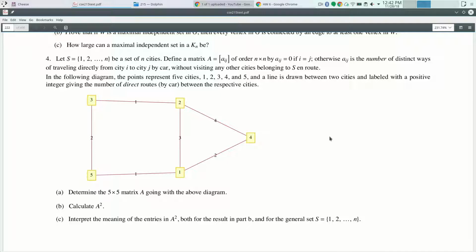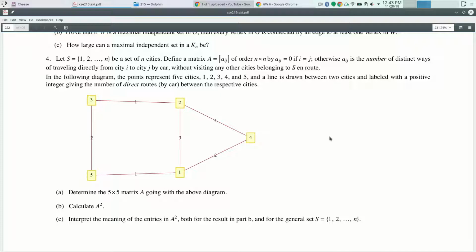So those weights tell you the number of routes from one city to another. So there's 4 routes that you can take from city 2 to city 4. There's 2 routes you can take from city 1 to city 4, and so on. Right, so you build up a matrix. It's a 5 by 5 matrix, and entry 1, comma 4 would have the number 2, saying there's 2 routes from 1 to 4. Entry 4, comma 1 will also have the number 2, and the diagonal will have zeros.